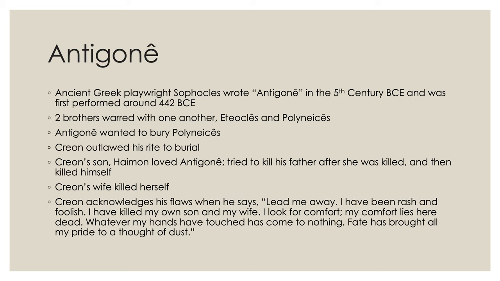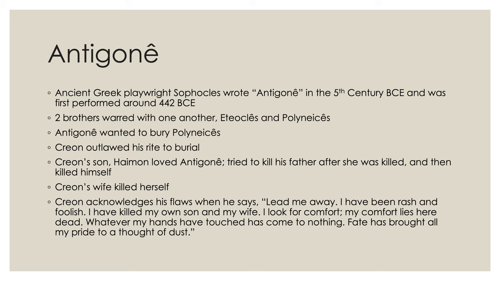And instead, Polynices came back and had an uprising against his brother. But in the end, they both killed one another. The uprising failed. And the uncle, Creon, was the current leader. And so Creon permitted Eteocles to have a righteous burial. But he outlawed Polynices from receiving his right to burial.